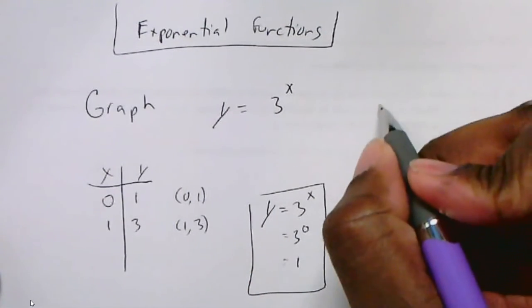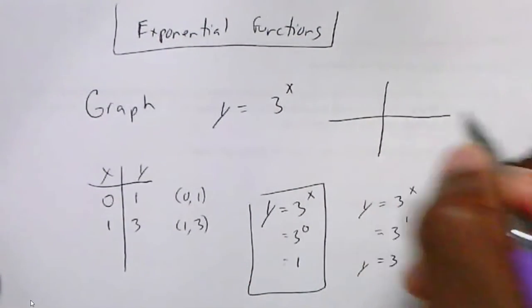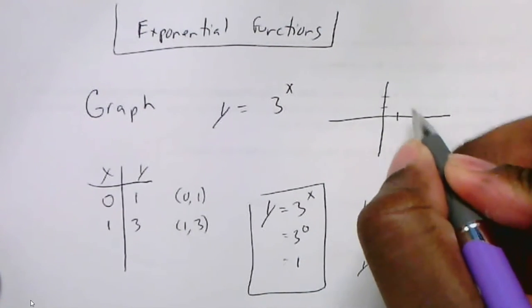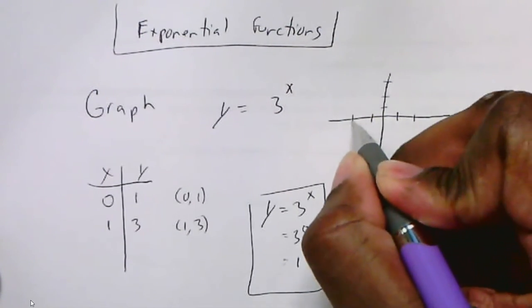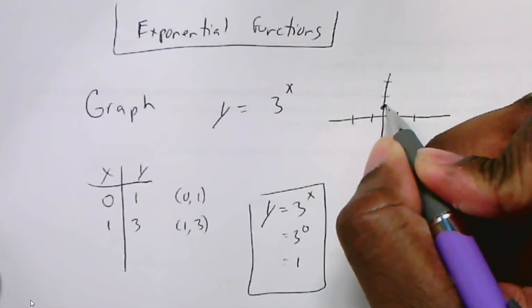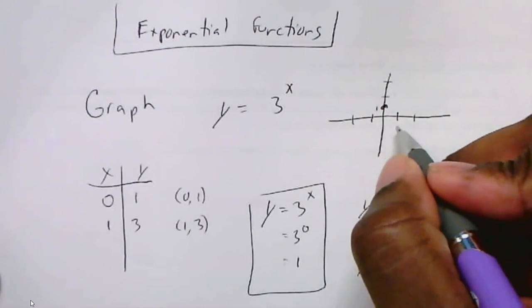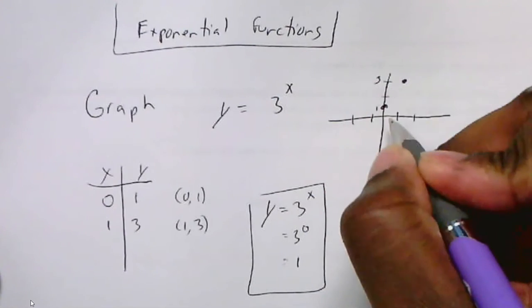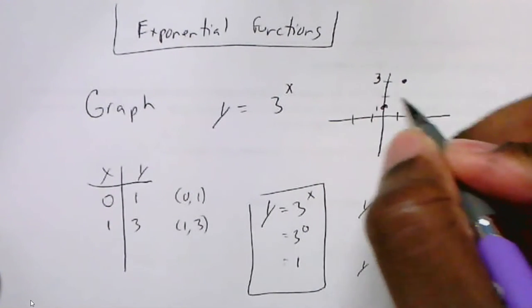So when I plot these points on my graph, one ordered pair is at (0, 1) and one is at (1, 3). (0, 1) would be here, and (1, 3) would be over 1 and up 3. So those are the 2 points.